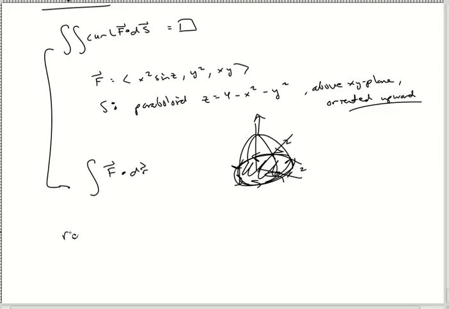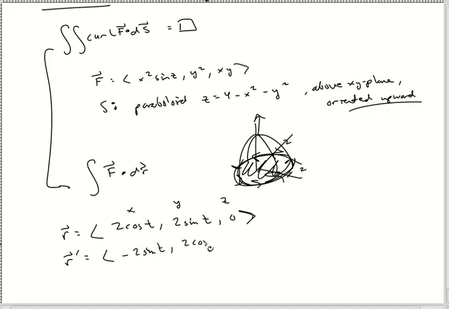So let's find my r vector for the rim of this circle. It's actually quite easy. It's 2 cosine t, 2 sine t, and then 0 for z. Again, notice x, y, and z. Let me pause it for just a second. All right, and now we do the r prime, so we're finding the derivative. Cosine's going to go to negative sine. Sine goes to cosine. And of course, 0 stays 0.